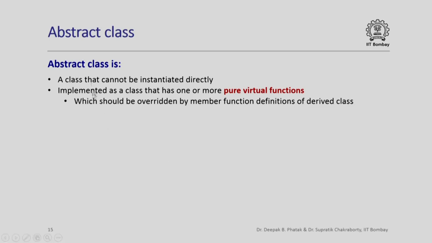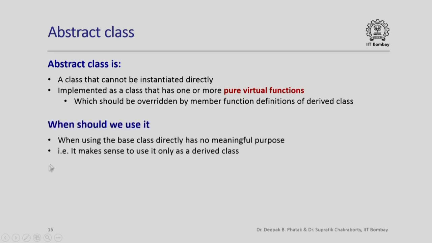And how do we implement an abstract class? We implement it by writing a class definition in which we have what are called pure virtual functions. We will see in a minute what pure virtual functions are, and these pure virtual functions should be overridden by member function definitions of the derived classes. Remember that an abstract class is intended to be used only for deriving other classes, and so those derived classes should have member function definitions which will override the pure virtual functions in the abstract class.